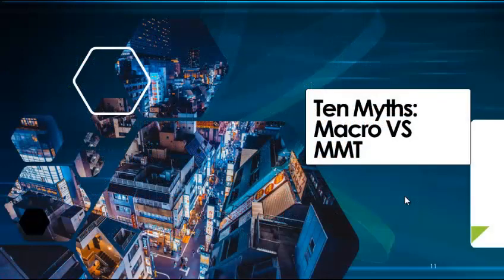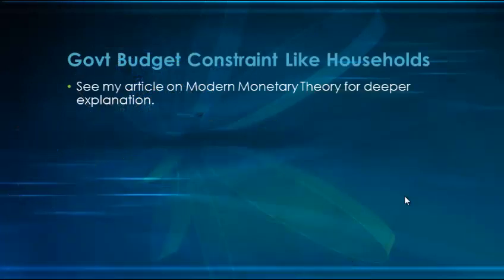So now the article goes on to discuss 10 myths which are common and widespread in modern macro, which are refuted by modern monetary theory. So we will discuss these 10 myths. So the first myth is that the government budget constraint is like the household budget constraint.